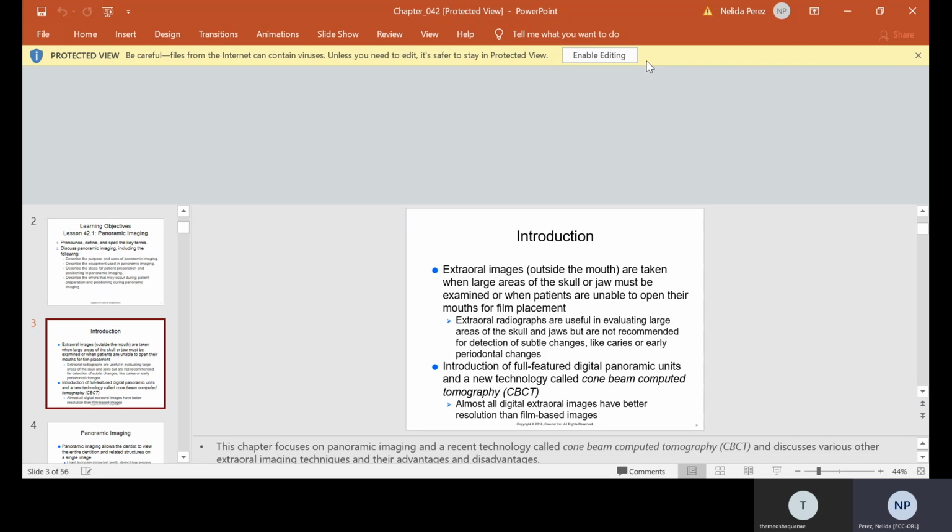Introduction of full-featured digital panoramic units and a new technology called cone beam computed tomography, CBCT. Almost all digital extraoral images have better resolution than film-based images. Not too many doctors have that CBCT yet. Some do, some don't. Probably more the specialists have them.